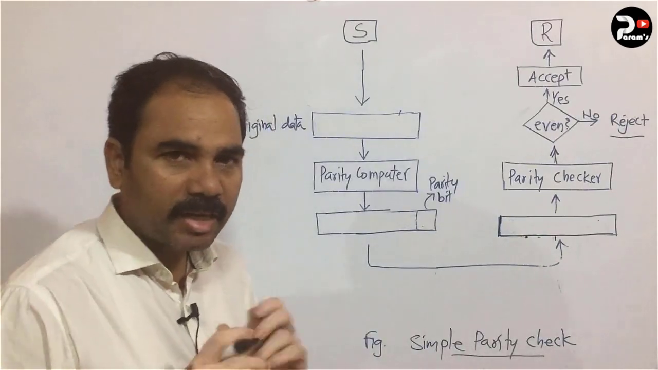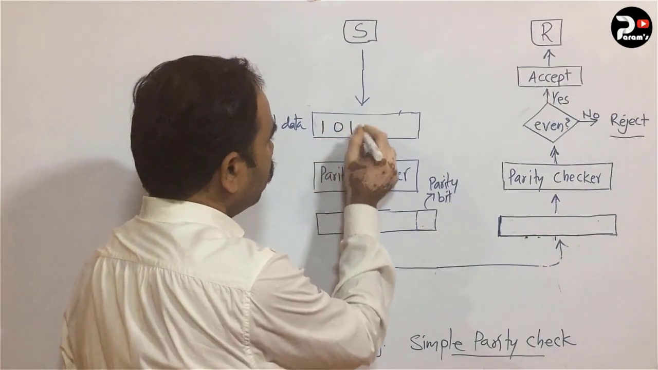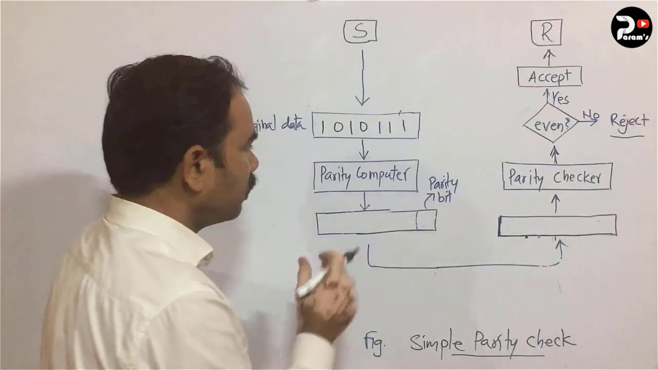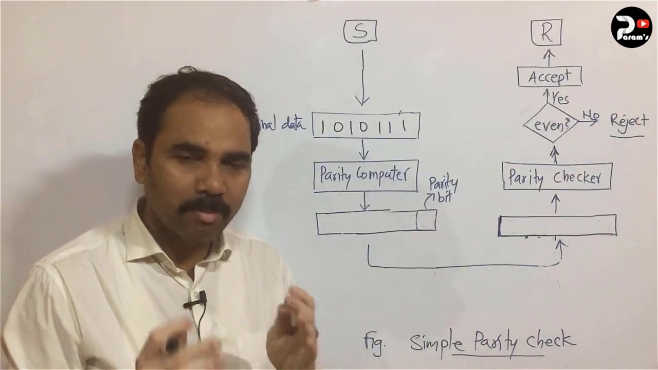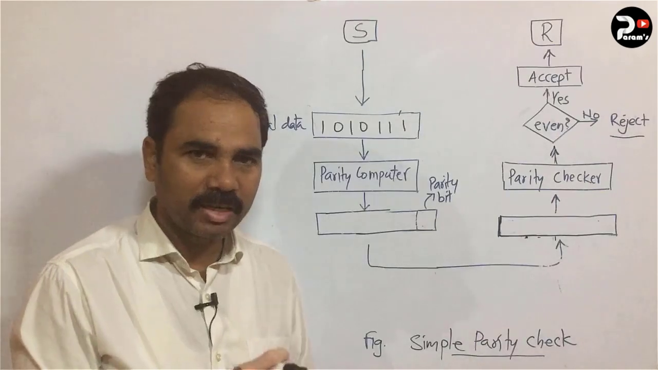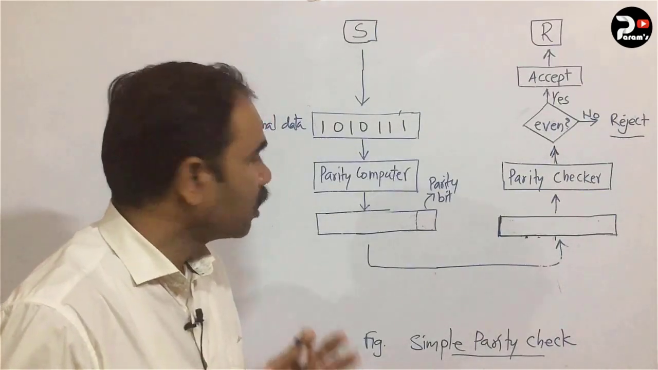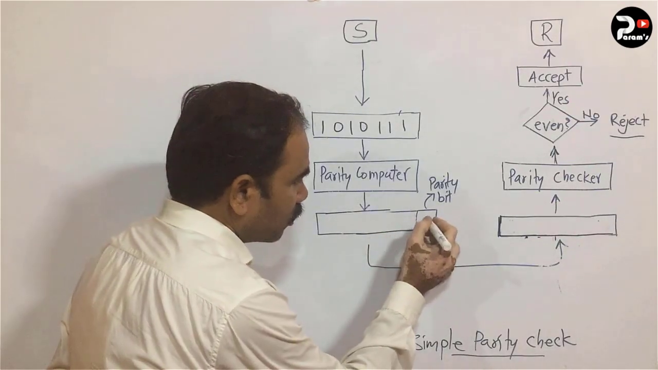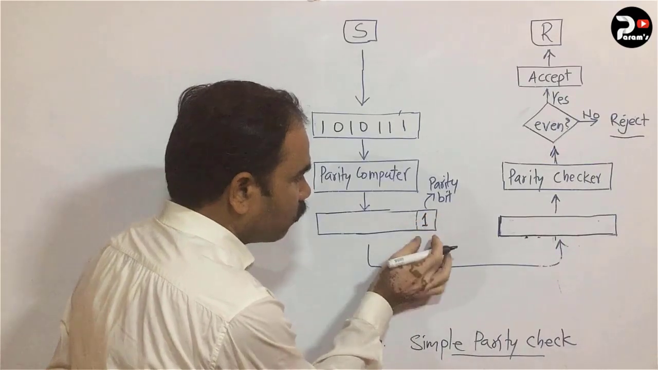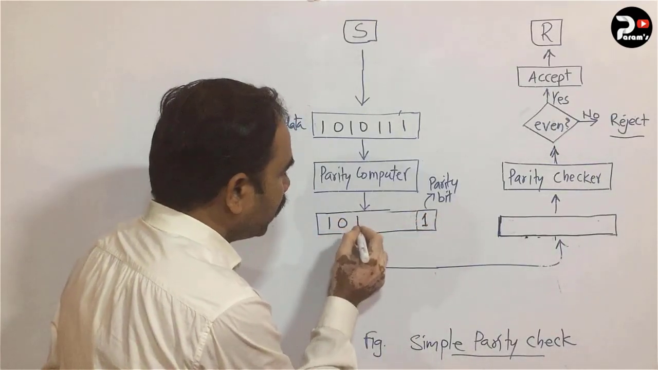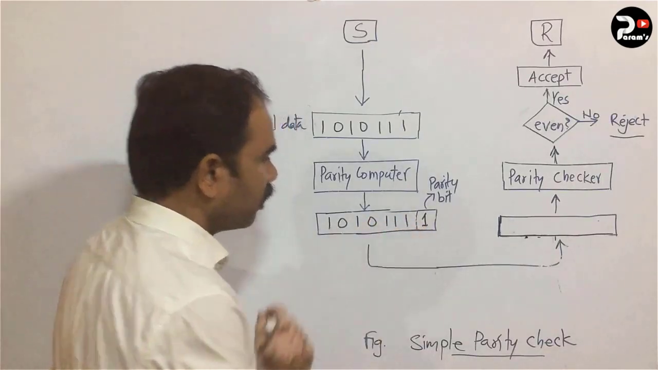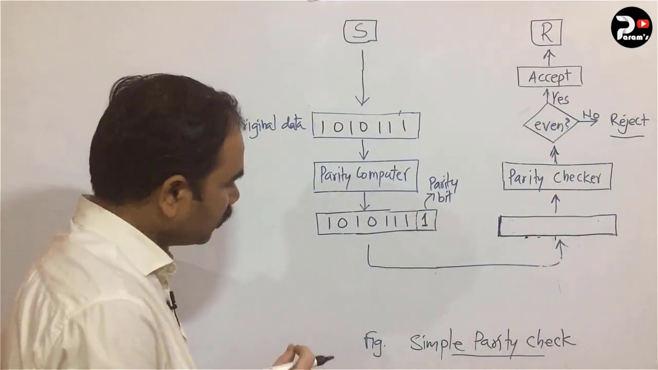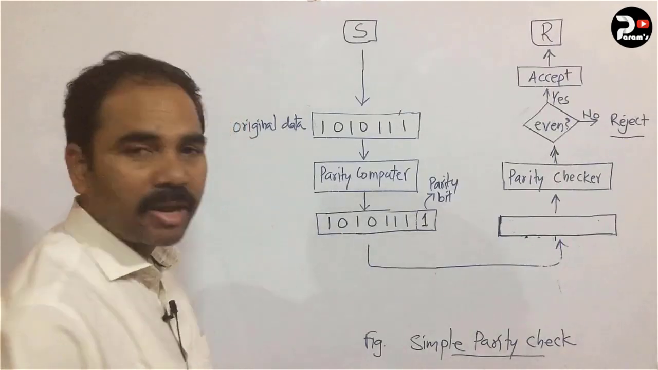Let us say the data to be sent is 10101111. Before transmitting this data unit, it is given to a parity computer. The parity computer will compute the parity of this data unit, and as there are 5 ones in the data, one bit called a parity bit is added as one to make the parity of this data unit even. Now there are 6 ones. So the data unit now has even parity.